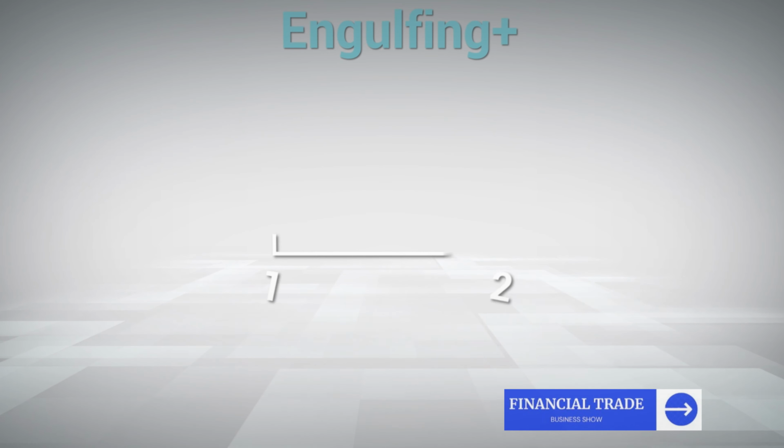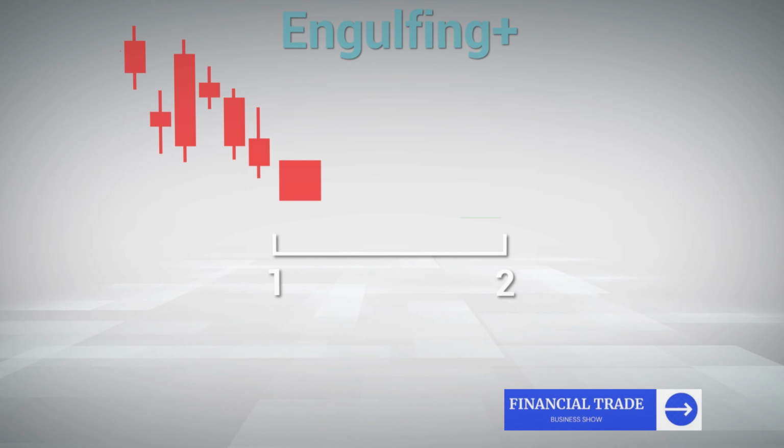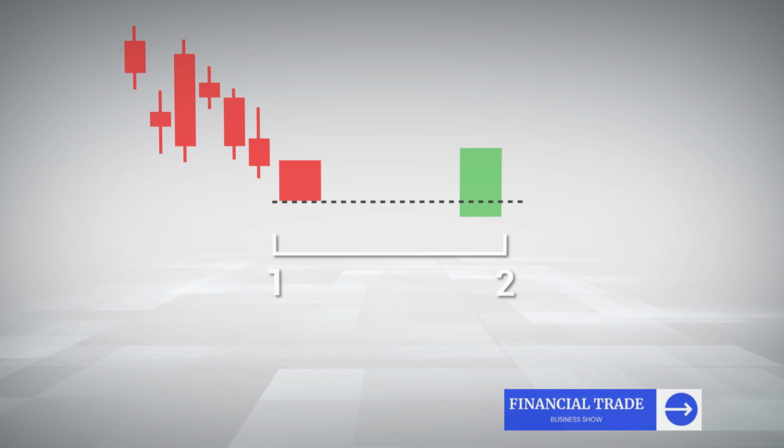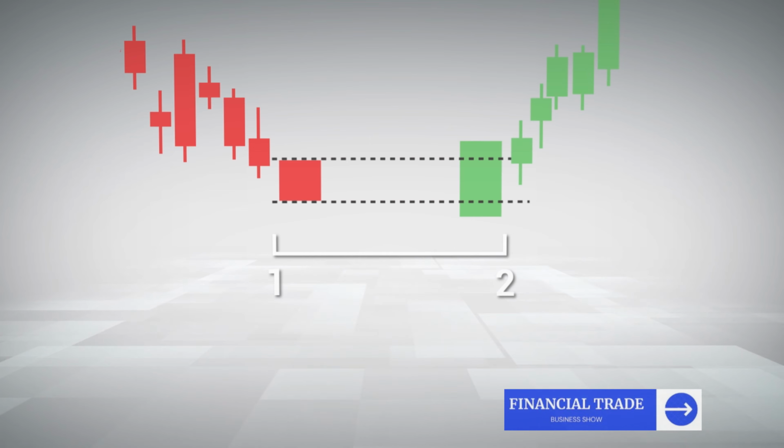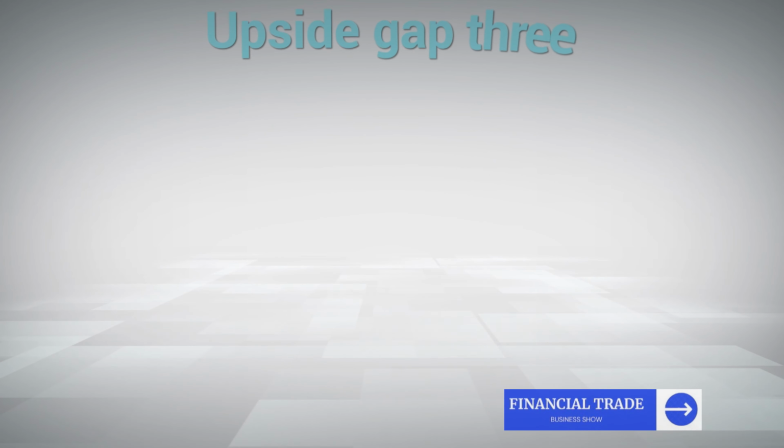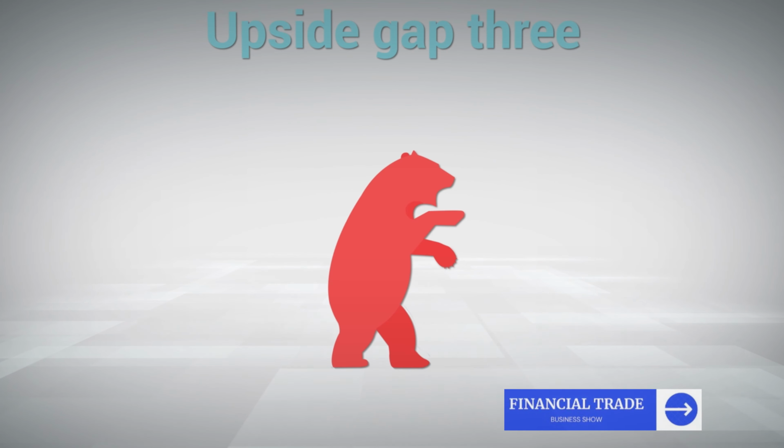Engulfing plus. On the first day, the candlestick is red and confirms the general trend. The next day, the price opens a little lower than the closing price of the first candlestick and closes a little higher than the opening price of the first candlestick. Upside gap 3. This is a 3 candlestick reversal pattern that indicates a bearish outlook.